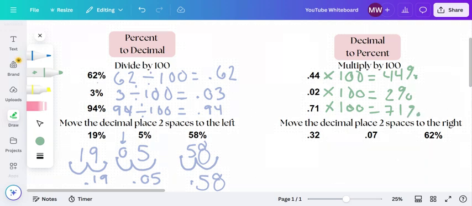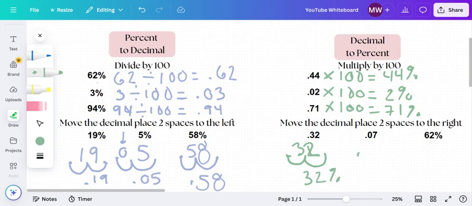Just like before when we went from percent to decimals, I could move my decimal place 2 spaces to the left. If I'm going from decimal to percent, I can do the opposite and move it 2 spaces to the right. So I've got 0.32 here, or 32 hundredths. So I see my decimal right here, and I'm going to count over 1, 2. And that leaves me with 32. Then we add percent.